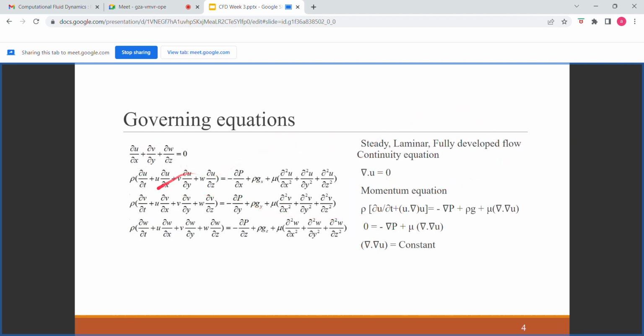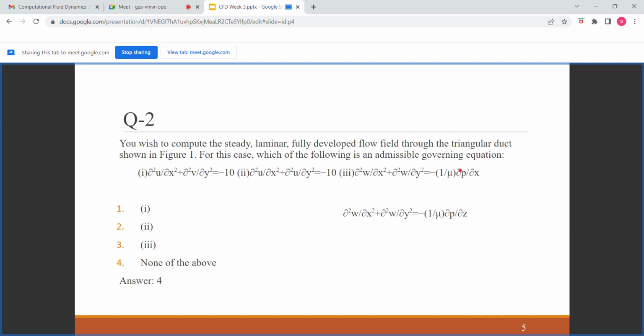This is the governing equation which reduces to del dot del u equal to constant when we are using the steady laminar conditions, all those conditions applied. And in the next question, it was asked, similar to that, steady laminar fully developed flow field through the triangular duct as in figure 1, what are the admissible equations. We have seen three different equations were given, and none of the three was correct. So the answer to that was none of the above.